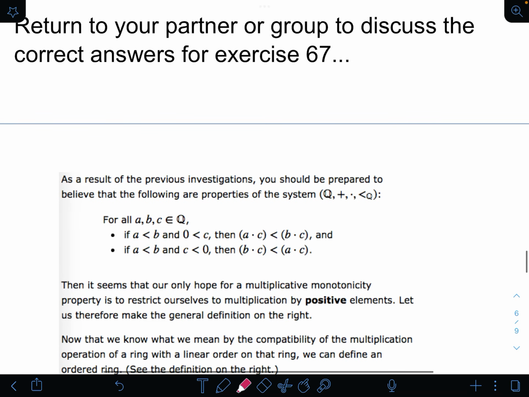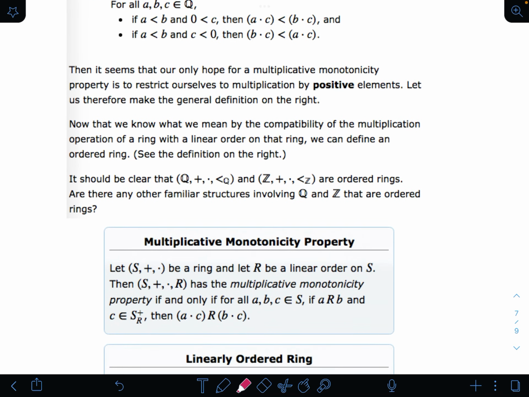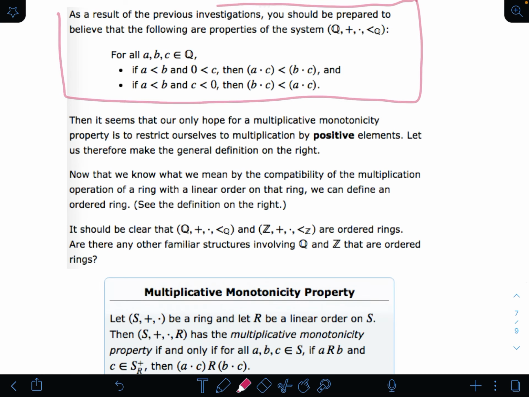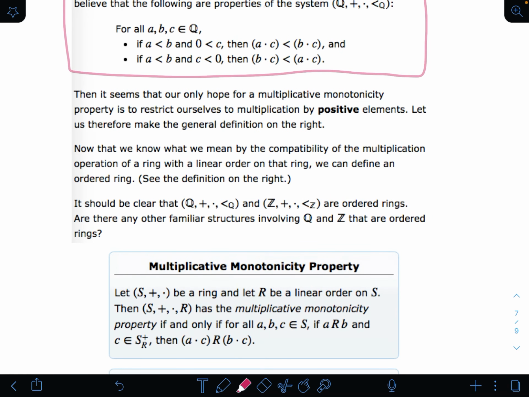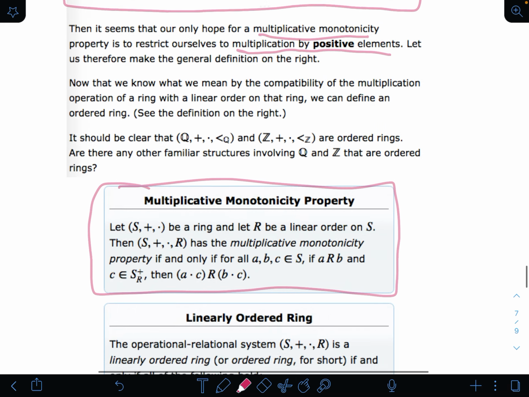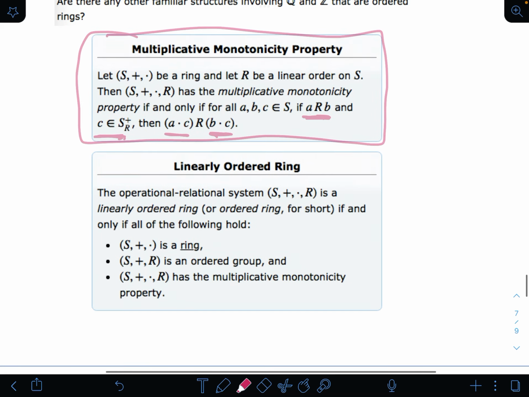Okay, now look at exercise 67 and talk with your partner about that. Got it? And when you're all said and done, hopefully you will see that these properties are going to apply on ordered rational systems like this. Okay, so multiplicative monotonicity basically is only going to hold if I'm multiplying by positive elements. So that's going to be this property right here. Multiplicative monotonicity holds if A relates to B and C is some element of the positive elements of S, then A times C will relate to B times C.